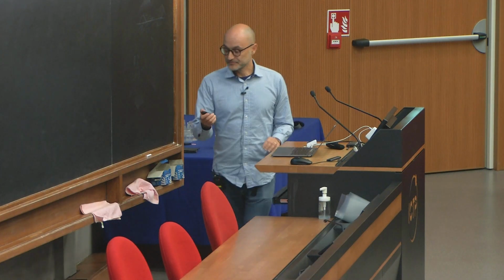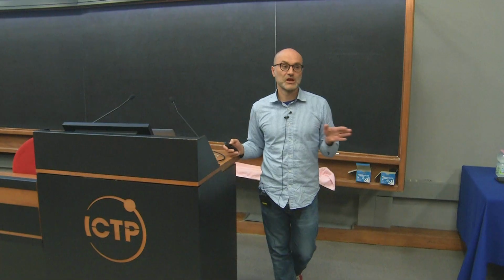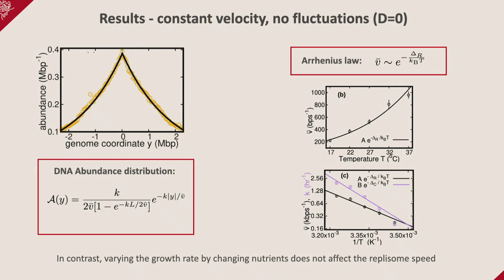Good. Okay. So clearly, the simplest assumption we can make is that replisomes travel at constant velocity without diffusion. So in this case, the model can be solved analytically, and we get that this distribution is simply an exponential. This is the fit. I show you just 37 degrees, but other temperatures fit similarly. You can see the fit is pretty good. The distribution depends on 2 parameters. One is k, which is the exponential growth rate of the population. The other is v bar, which is the velocity.